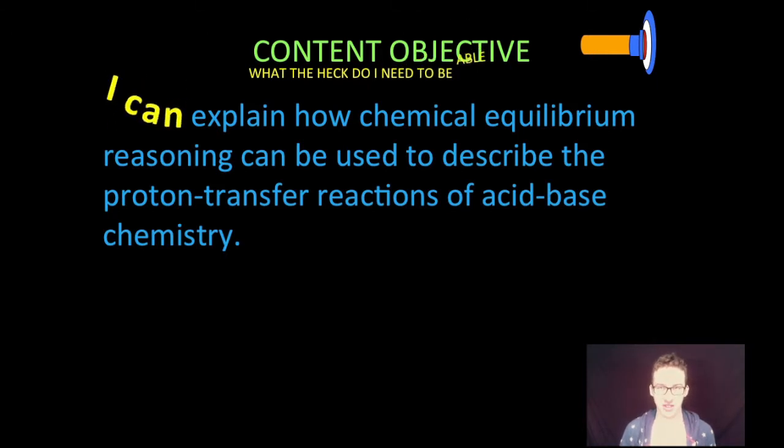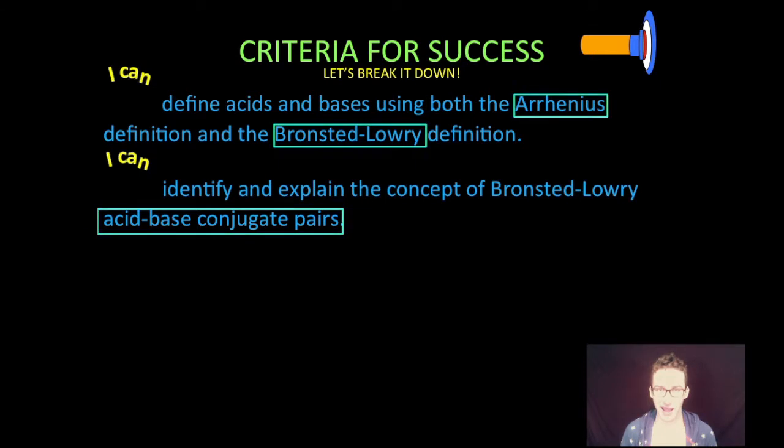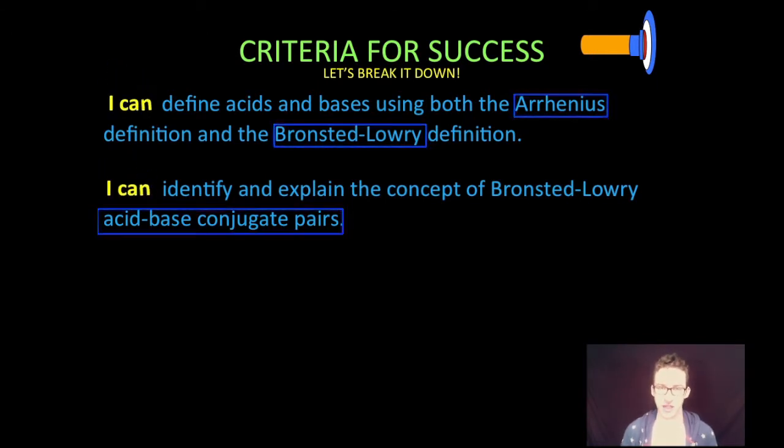Today we're going to start our new unit on acids and bases. As you take a look at the content objective for today's video, we're going to explain how chemical equilibrium reasoning can be used to describe the proton transfer reactions of acid-base chemistry. All right, so there's a lot there. We're going to start specifically in this video talking about first how we define acids and bases according to both the Arrhenius definition and the Bronsted-Lowry definition. And secondly, we're going to identify and explain the concept of Bronsted-Lowry acid-base conjugate pairs. So those are the two big things we're going to do today.